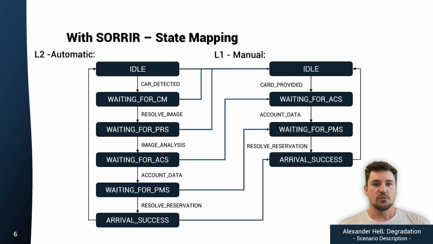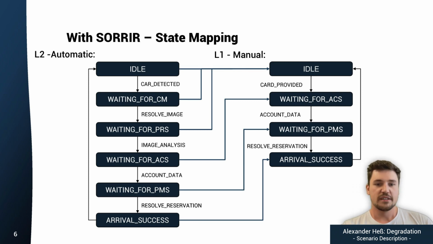Now, what we have to do is we have to define a state mapping from the two state machines. And what we do is we fall back from the waiting for camera module as well as waiting for plate recognition service to the idle state. And the SEB will then just display that the customer should authenticate themselves with their ID card. And we can directly map the other states because they're present in both the state machines.